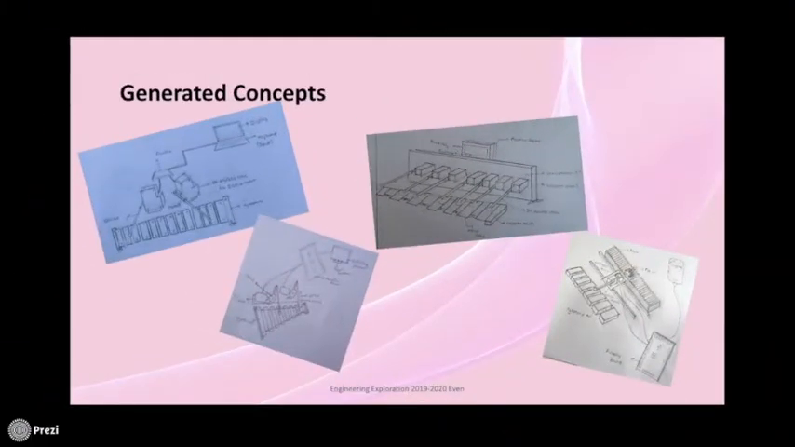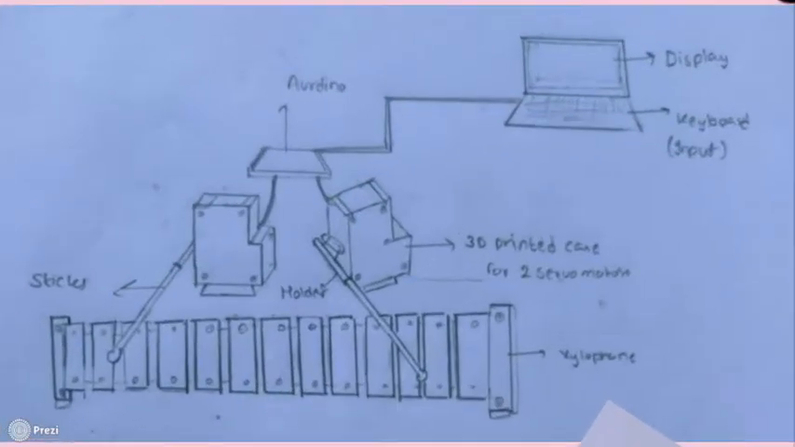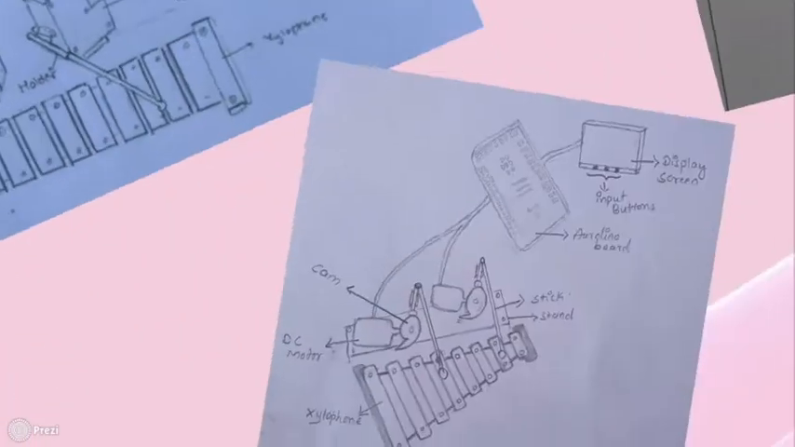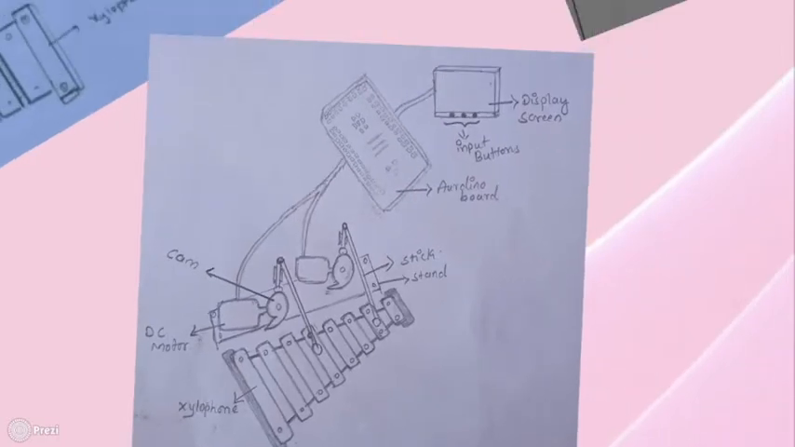We have generated four different concepts. In the first concept, four servomotors are used. Two servomotors are responsible for the horizontal motion and the other two are responsible for the vertical motion of the stick. In the second concept, cam and follower is used. A DC motor brings the rotation motion to the cam and the cam brings the vertical motion to the stick.